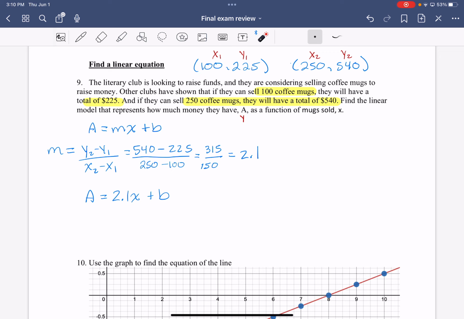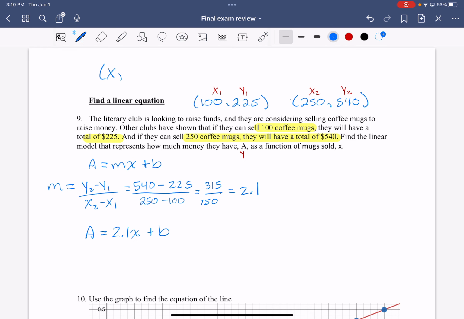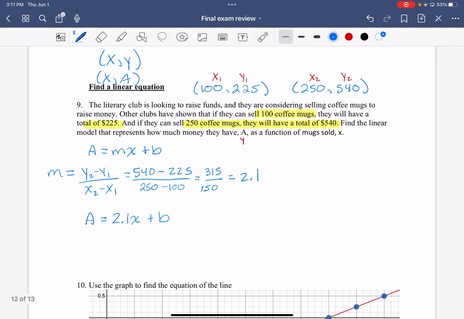How do you know which one to plug in? It doesn't matter. Okay, so you can do it in reverse as well, like 225 for x and 100 for y? No, you can't do that, because remember, your ordered pairs are always of the form x comma y. Always. Or in this case, since we're using a, x comma a. Oh, I see. Okay. So then we just solve that straight across. Yeah, we'll start solving for it.